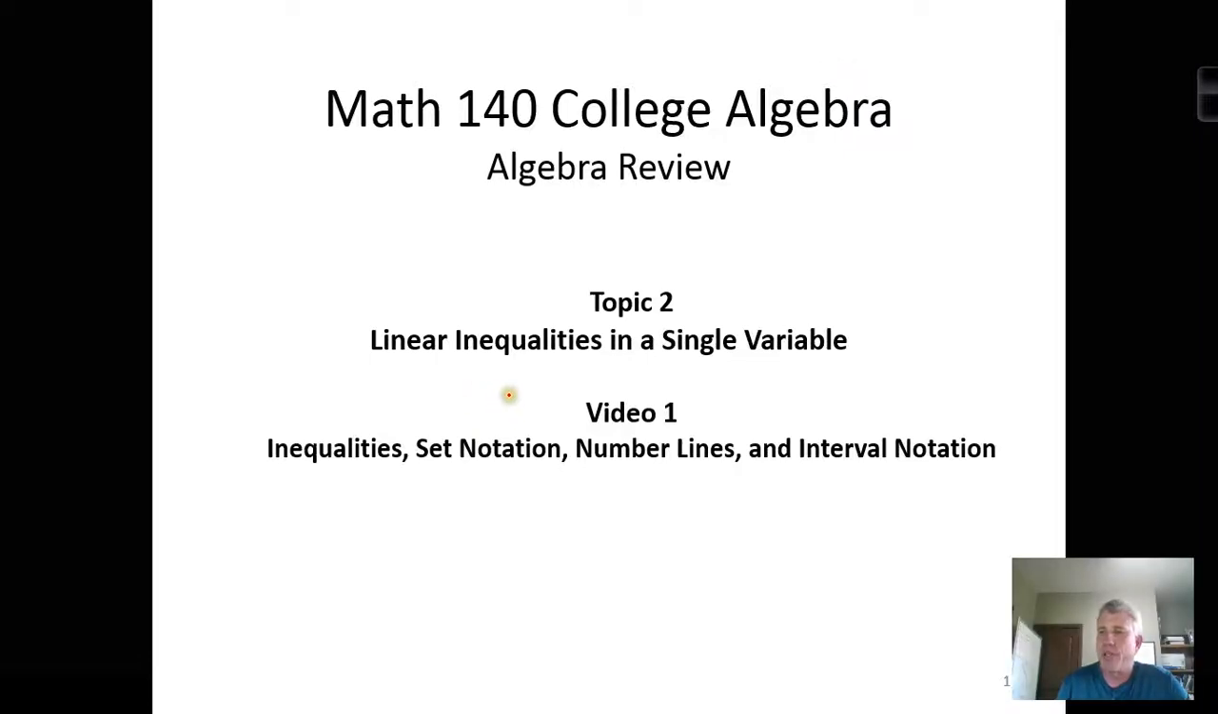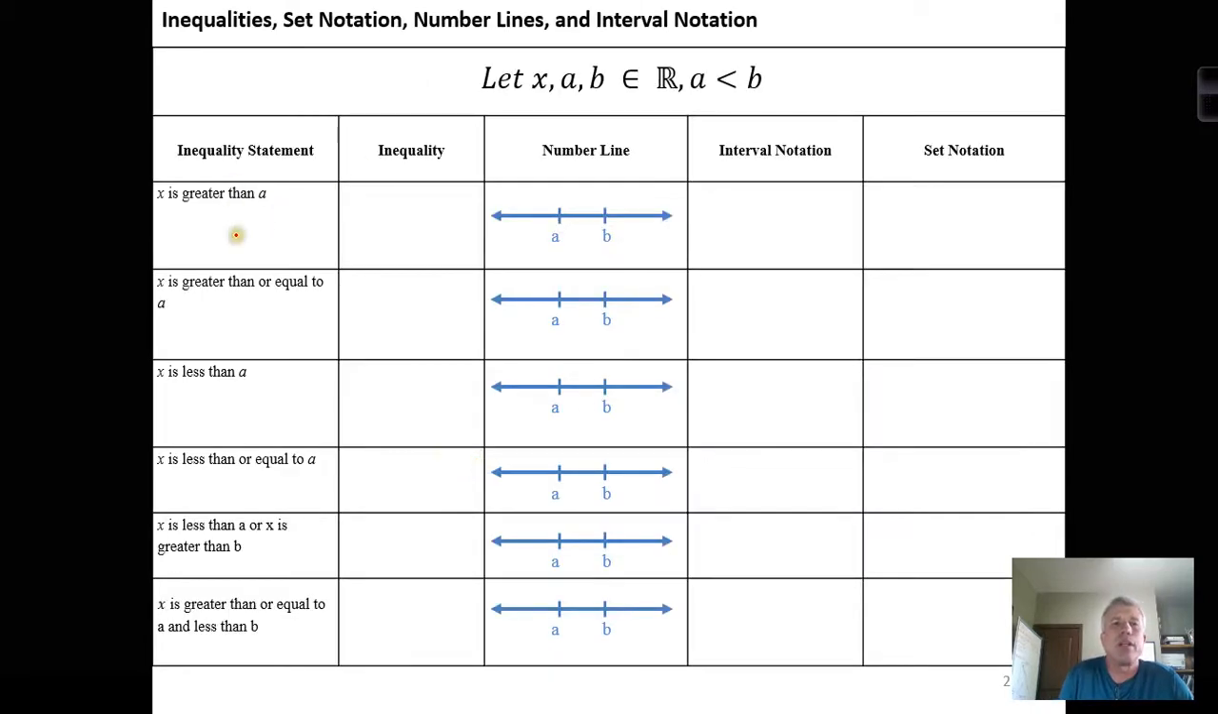In this video, we're going to look at the different ways you can express linear inequalities. A linear inequality is simply a statement that one thing is greater than or less than another. Usually you start with an inequality written in English, and then you convert it into its different mathematical forms. So here we have x is greater than a.